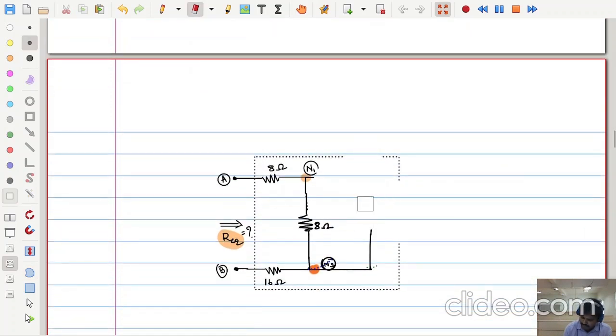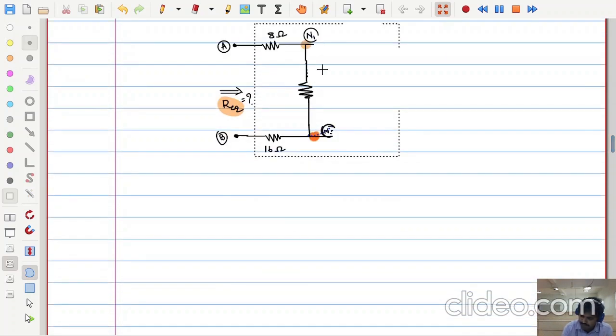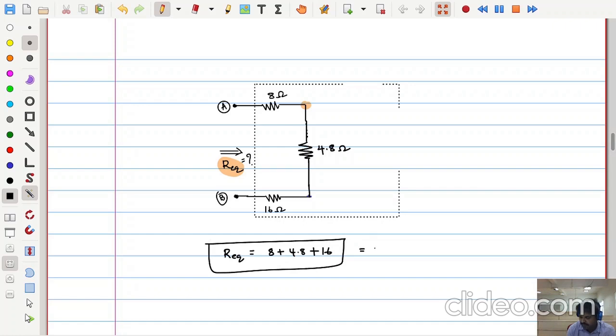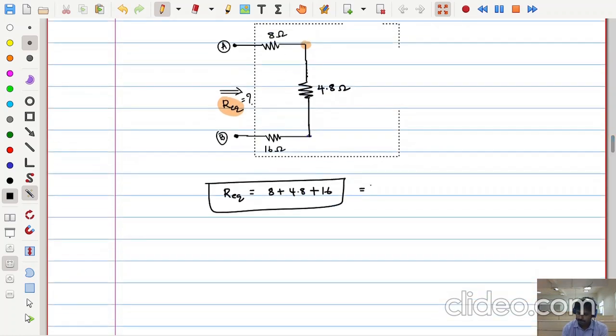So now I am replacing this and this together by a value of how much? 4.8, sir. Now tell me quickly how the elements are connected. N1 is a simple node, N3 also a simple node. That means these three are connected in series. Clear? So now Req is equal to 8 plus 4.8 plus 16. How much is this value? 28.8 ohms.